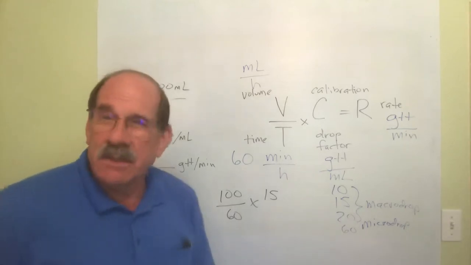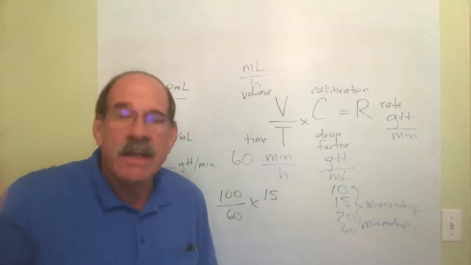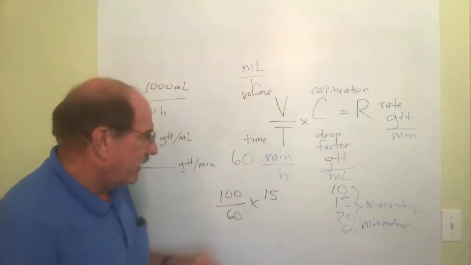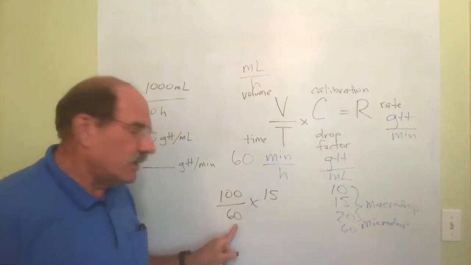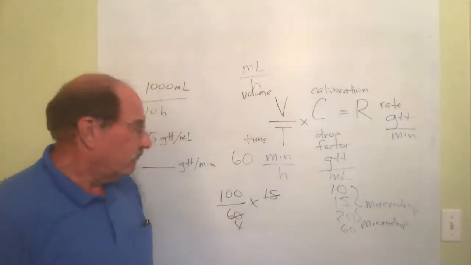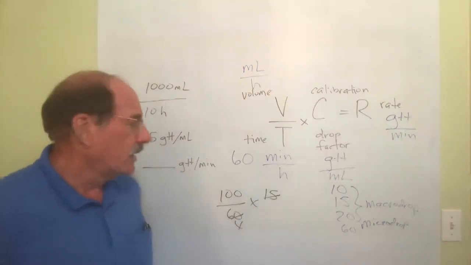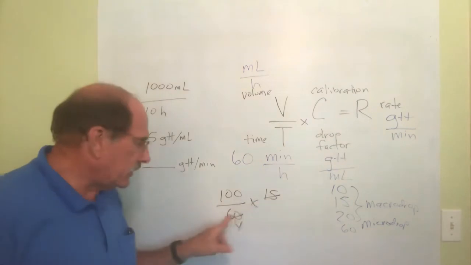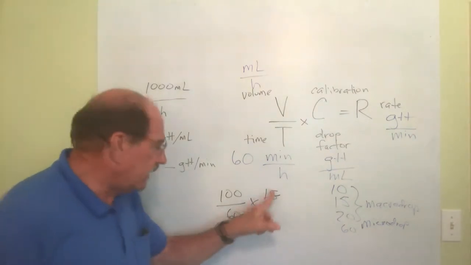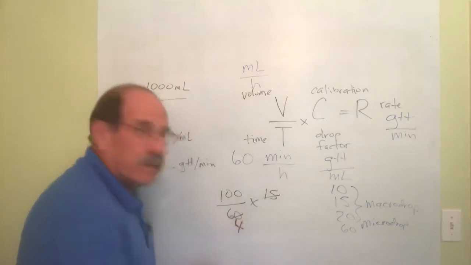Some nurse is sitting there at the nurse's station with a piece of paper and a pencil in her brain. And she goes, oh, look at this. 15 goes into 60 four times. Right? There's four 15s in 60. Okay, 15 cancels out 60 to make four. That's a four, in case you couldn't tell.